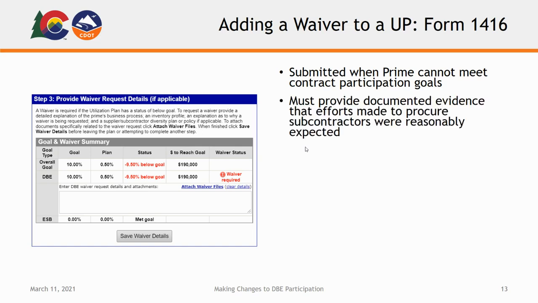For this form, prime contractors must provide documented evidence that the efforts made to procure certified subcontractors to meet the contract goals were those reasonably expected of a bidder actively and aggressively trying to obtain DBE participation to meet contract goals.